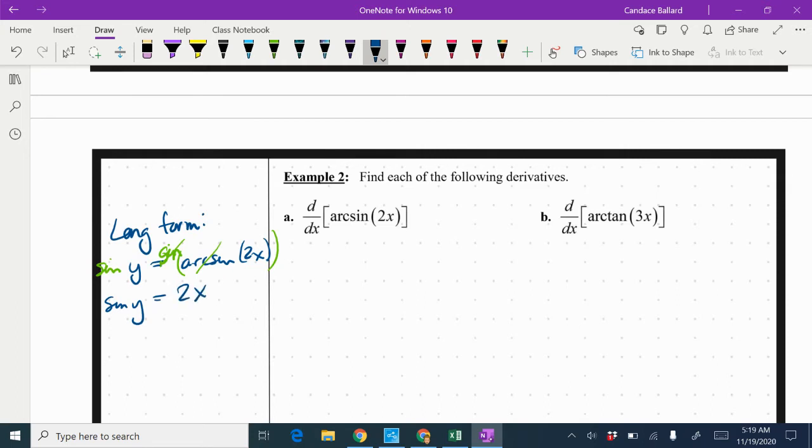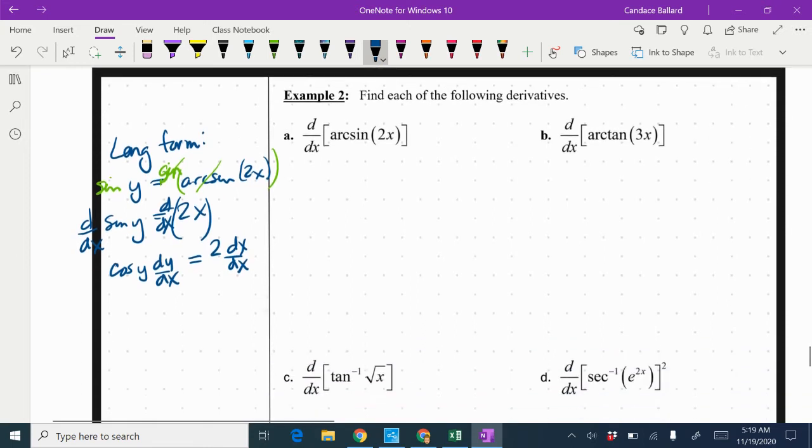Now I am going to take the derivative of each side. So we're going to do that implicitly. The derivative of sine of y would be cosine of y dy/dx, and the derivative of 2x would be 2 dx/dx. If I rewrite this, cosine of y dy/dx equals 2. I'm going to divide by the cosine of y. So we've got dy/dx equals 2 over the cosine of y.